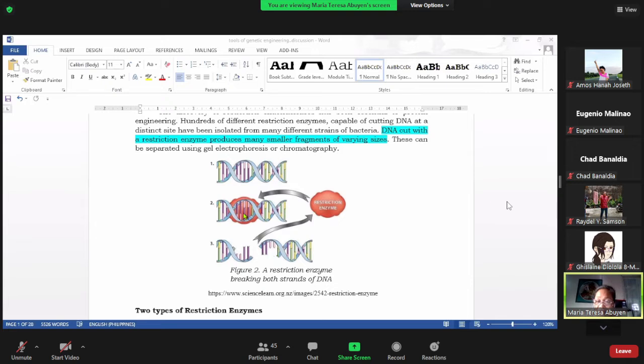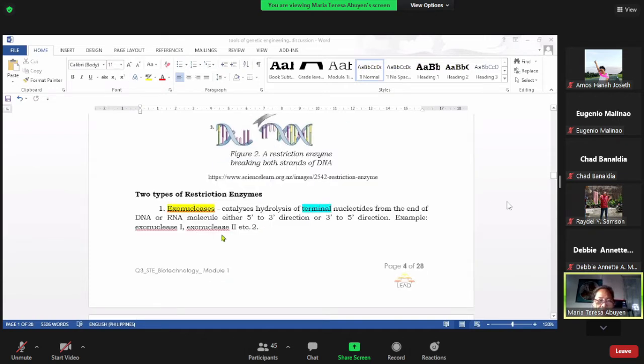What did the cutting? What was used? It is not an X. It is not a pair of scissors. It is not a knife. No knife was used, no machete, no scissors, but a restriction enzyme.